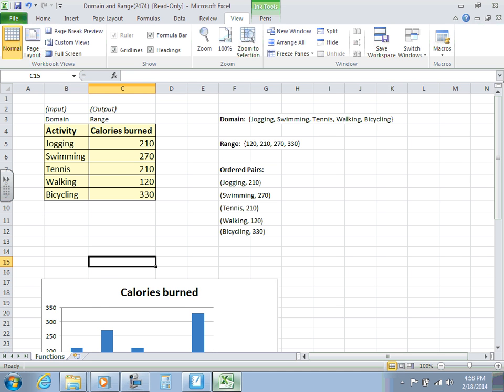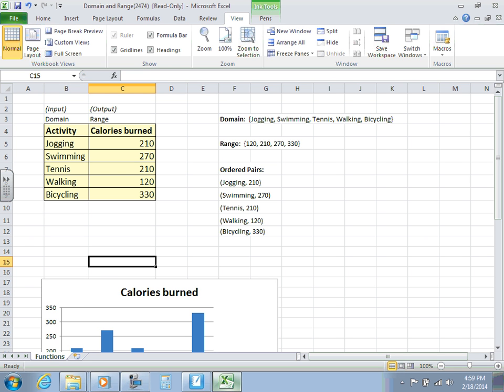the chart. The reason for that: one, if a value occurs more than once, we only list it once. And the second thing is that in the case of numbers, we list them in order from smallest to largest. And so I've done that. I've listed 120, 210, 270, and 330.